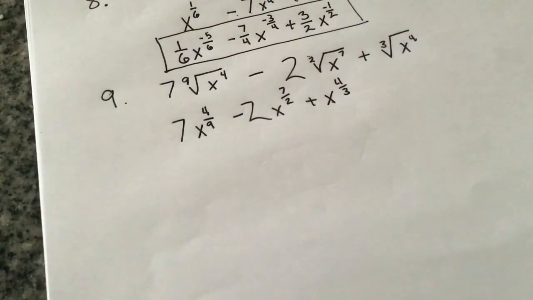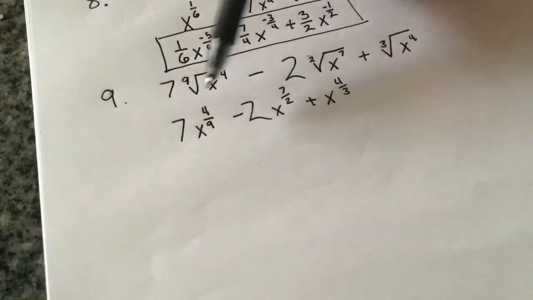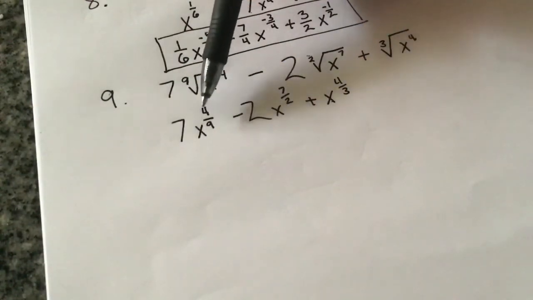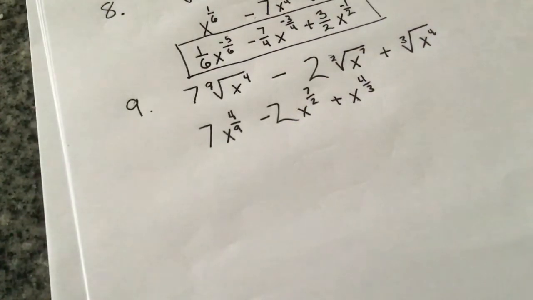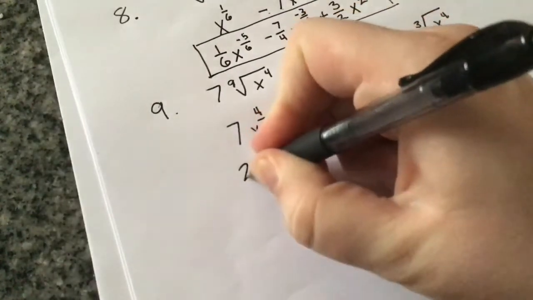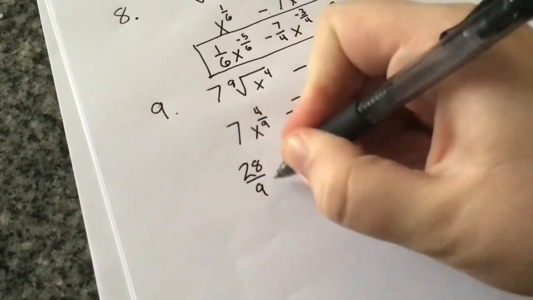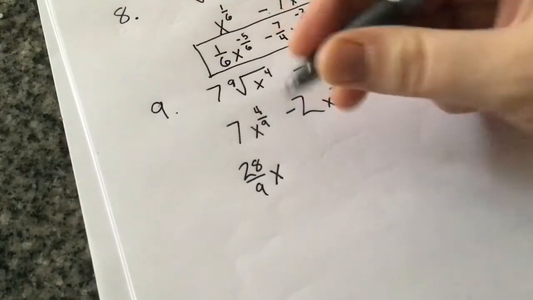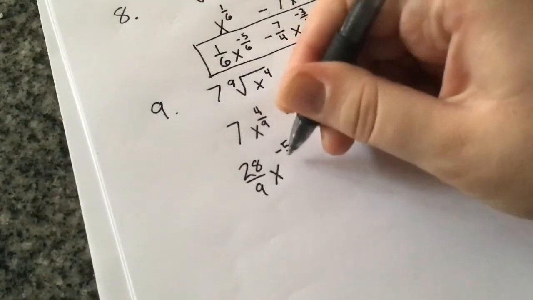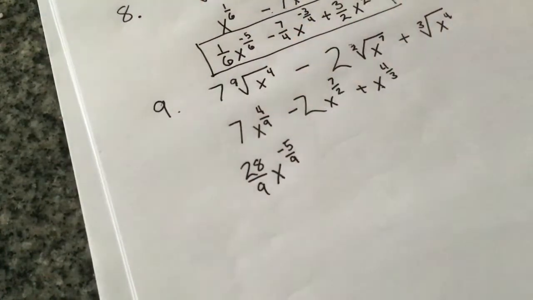Now, if we want to go ahead and take the next step to find the derivative of it, what we're going to do is multiply our coefficient times our fraction. Now, 7 times 4/9, that's going to require a little bit of thought. So 7 times 4 is 28. So it would be 28 over 9, x, and then 4/9 minus 1 will be negative 5/9.